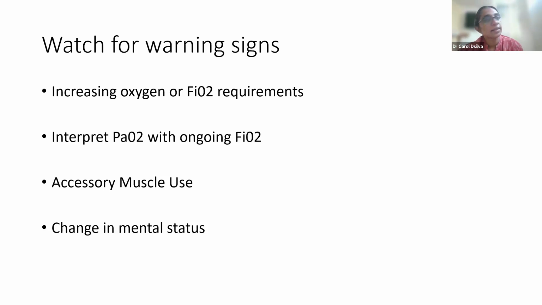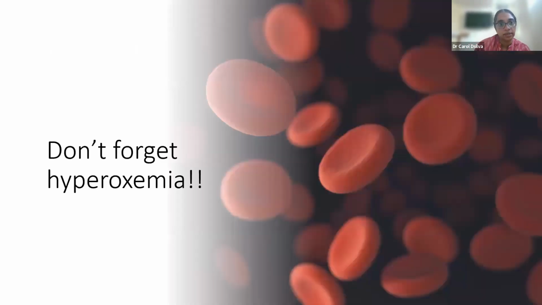Watch for accessory muscle use. It starts very subtly, some sort of tracheal tugging, sternocleidomastoid use, ala nasi flaring. All these are very subtle signs that you should pick up. The patient slowly becoming tachypneic or hypoventilating, then causing a change in mental status. So if the patient is slightly becoming delirious, don't just assume it's because of sedation or lack of sedation. Many times we often miss the diagnosis of hypoxemia.